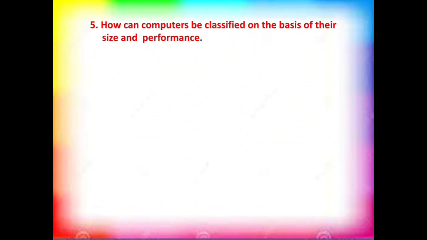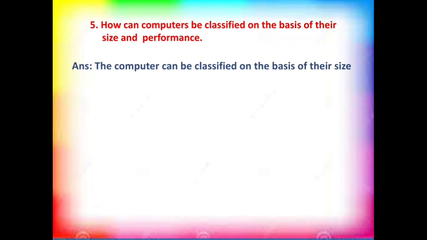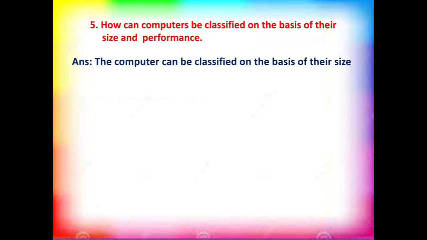The next one is, how can computers be classified on the basis of their size and performance? Generally, if they ask to classify the computer, you say desktop computer, laptop computer, palmtop, tablet, rolltop, like that. But here they said classified on the basis of their size and performance. So you have to say size and performance also, that is speed also.